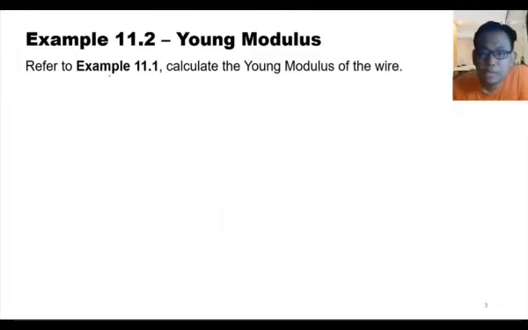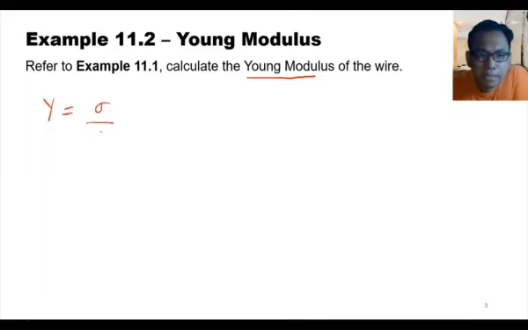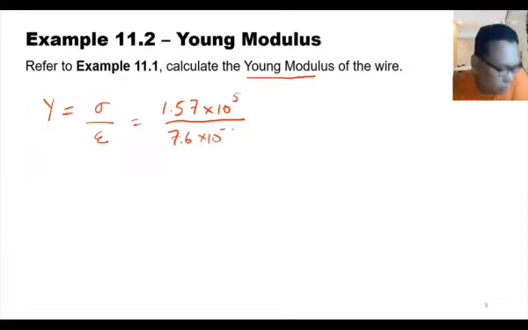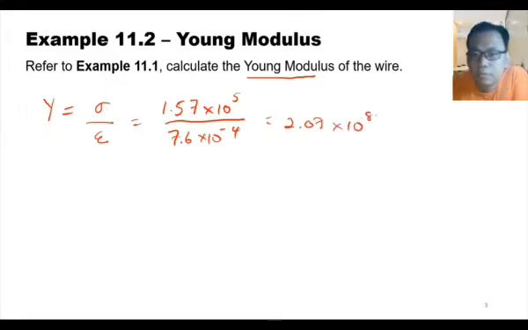Example 11.2, Young modulus. Refer to example 11.1. Calculate the Young modulus of the wire. Okay, what is the formula for Young modulus? Young modulus, the symbol is capital Y, equal to stress divided by strain. And from the previous example, we get the value of stress is this, and the value of strain is this. And we calculated it and we get 2.07 times 10 to the power of 8, and the unit is Newton per square meter.